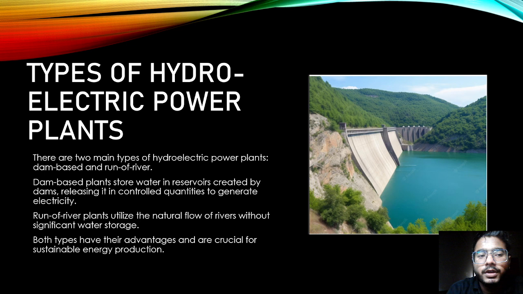Now, coming to the types of hydroelectric power plants. Basically, there are two main types of hydroelectric power plants, which include dam-based hydroelectric power plants and run-of-river hydroelectric power plants. Talking about the dam-based hydroelectric power plants, they store water in reservoirs created by dams, releasing it in controlled quantities to generate electricity.